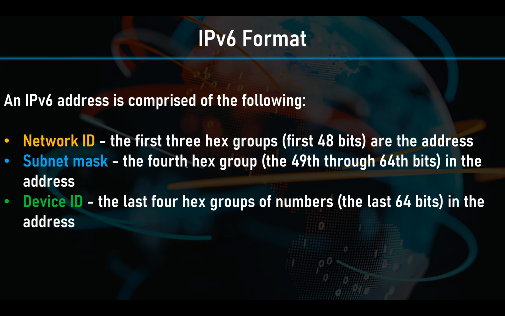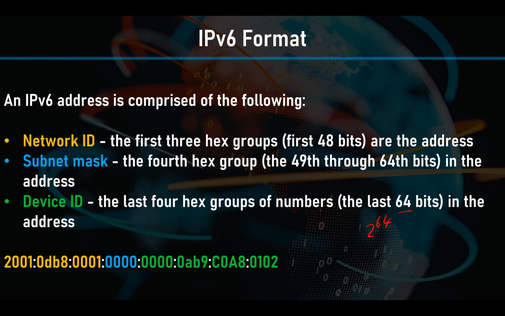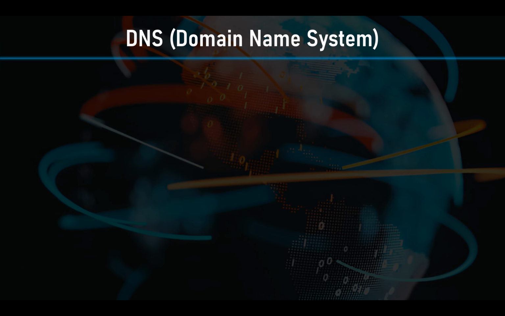If you think about that, obviously we had a problem with IPv4: not enough addresses. Now here, that's going to be 2 to the power of 64, which is just a gigantic number of different devices. For an example, you can see the first 3 groups are the network ID, then 1 group is the subnet mask, and finally the last 4 groups are the device ID. For IP version 6, there are going to be more questions at the end, asking whether this is a valid IP address or whether it is invalid.